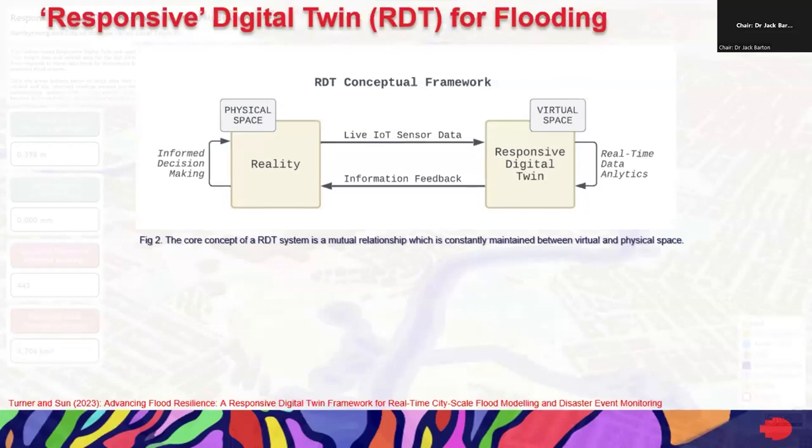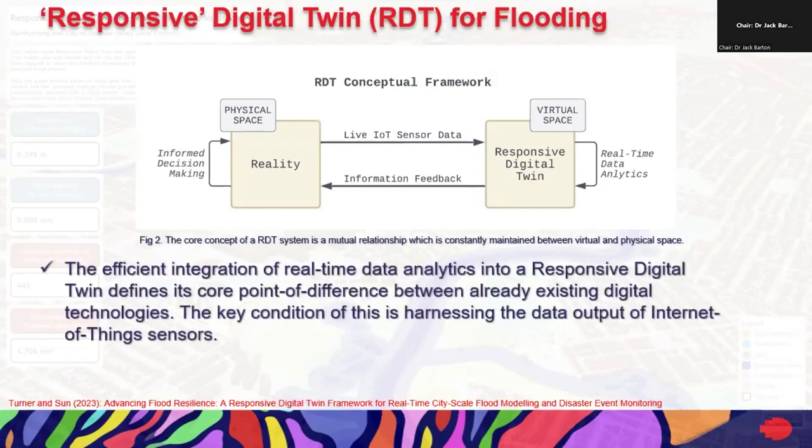This one is for the flood digital twin application. At the higher-level conceptual framework, we link the physical world with the virtual space, in this case mainly through IoT sensor data, and we enable the response from the virtual digital twin to go back to the reality. So information is sent back to the reality. That is a very high-level framework. The efficient integration of real-time data analytics into a responsive digital twin is the core of this application.